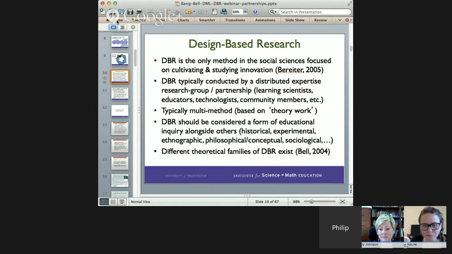And in a paper in 2004, I was highlighting how design-based research, if you're doing cultural historical activity theory versions of the work, is going to look different and have a different way of evolving over time than if you're doing more sociocognitive work or other theoretical families. So it's a broad method that has different families living within it.